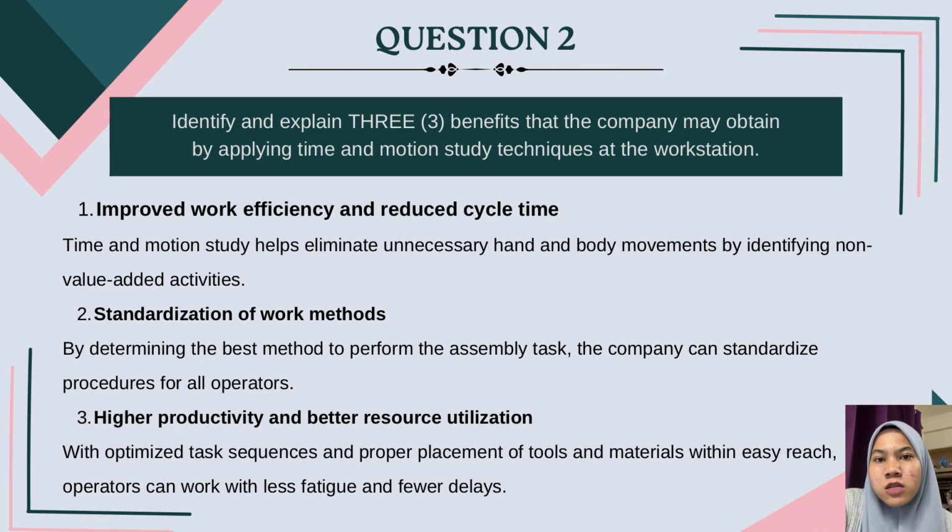Second, standardization of work method. By determining the best method to perform the assembly task, the company can standardize procedures for all operators, and this reduces variation in performance and improves output consistency. And lastly, higher productivity. Optimized task sequence and proper placement of tools and materials within easy reach means the operator can work with less fatigue and fewer delays.